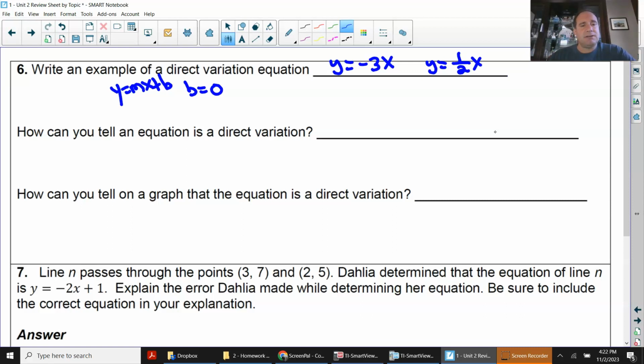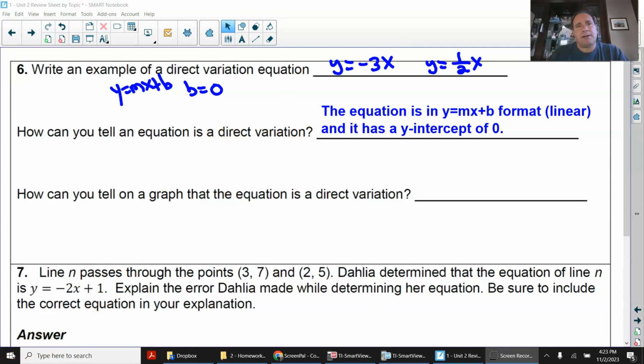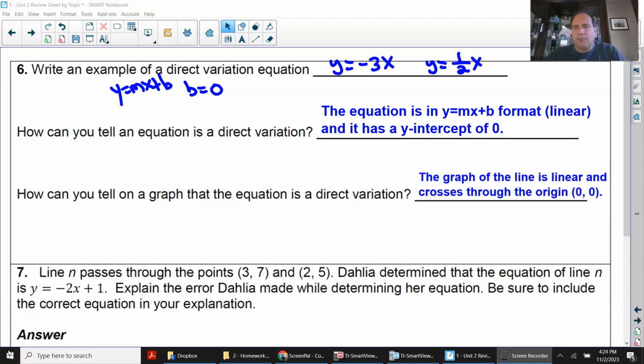How can you tell it is a direct variation? So I can tell that an equation is a direct variation when the equation is in y equals mx plus b format, because it has to be linear and it has a y-intercept of 0. How can you tell on a graph that the equation is a direct variation? I could tell that a graph of a line is a direct variation when it crosses through 0, 0 and it's linear. Right? Those two things have to exist for you to have a direct variation.